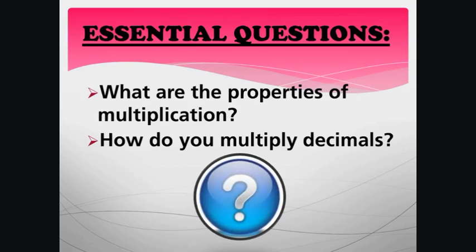By the end of this lesson you should be able to answer these two essential questions. The first of which is, what are the properties of multiplication? The second is, how do you multiply decimals? You should be able to explain to somebody else, to me as your teacher, a little brother or sister, another classmate, how exactly you multiply decimals. What are the steps that need to be taken in order to do that?